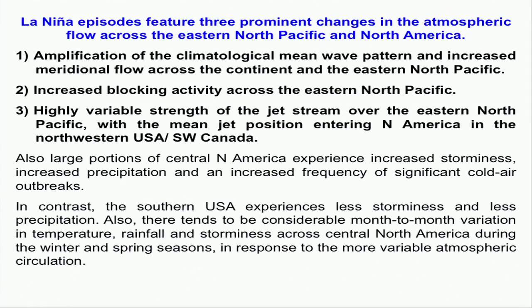In contrast, the southern United States experiences less storminess and less precipitation. There also tends to be much more variability in the month-to-month changes in temperature, rainfall and storminess across central North America during the winter and spring seasons as a result of those changing circulation patterns. So go through these and make sure you understand the basic changes. There are lots of other ones, far too much detail than we can go into in this course, but make sure you understand the basic changes that are influenced by ENSO, El Nino, La Nina through the northern and southern continents of the Americas.